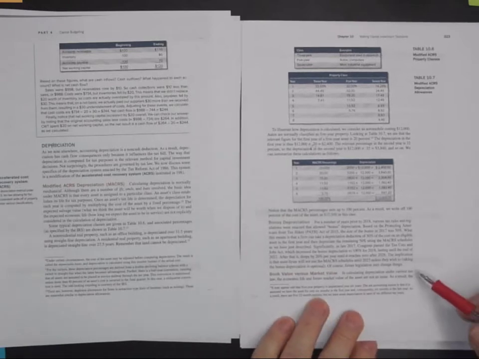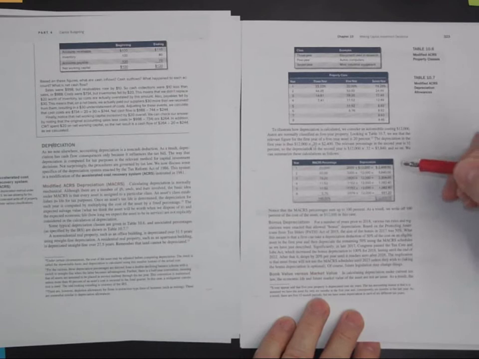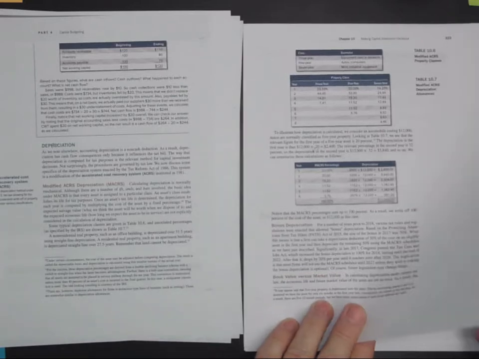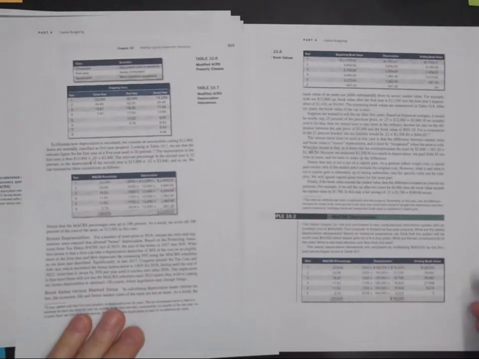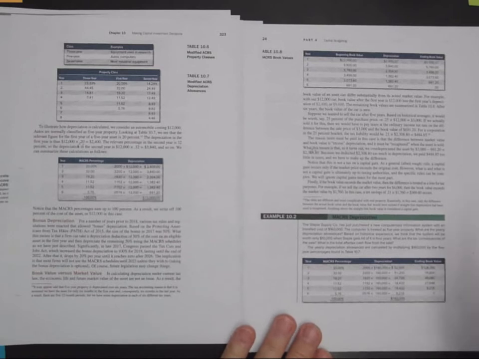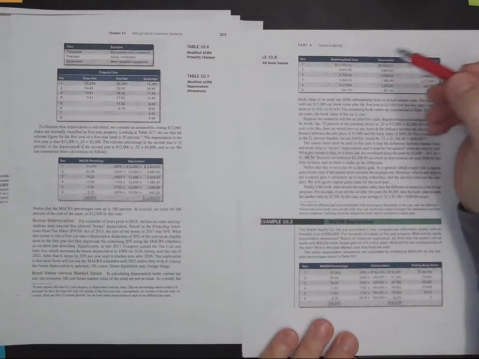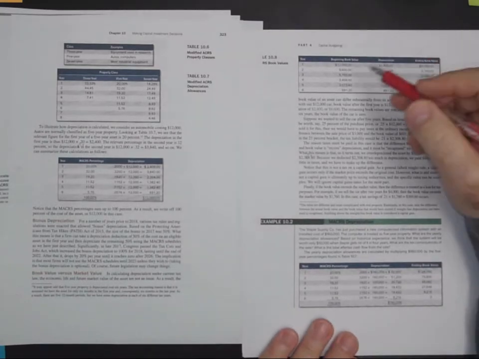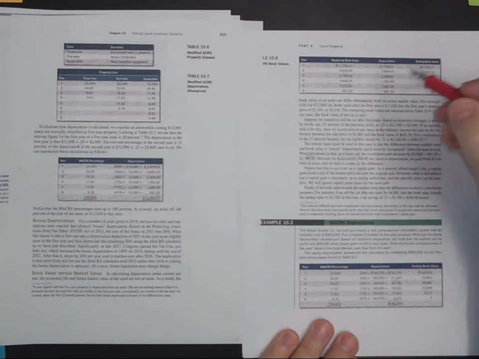Book value versus market value. Well, when we're writing these things down over time with depreciation, what we show in the books is book value, which may bear no resemblance to market value. Market value being what could you sell it for. On page 324, we show what happens to the book value of this asset as you depreciate it out.